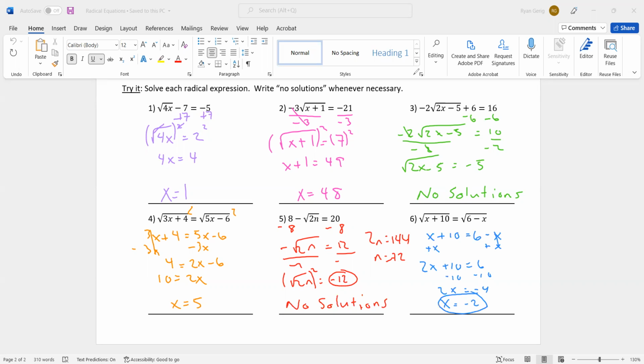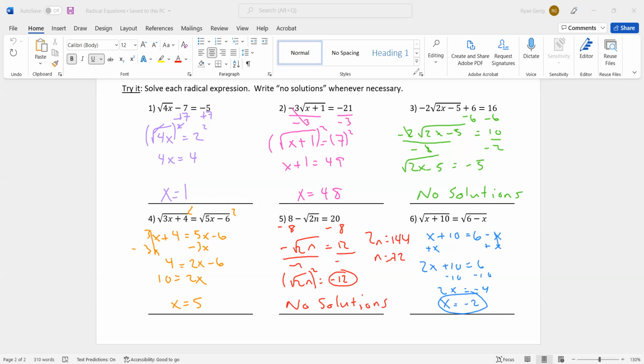Is it okay to have a negative x value? Yes. Take that negative and plug it back in for x. Negative 2 plus 10 is 8. The number under the radical is still positive. That's good. That's what we want. Square root of 8. Look at the other side. 6 minus negative 2. Minus a negative is plus. So 6 plus 2, 8. Square root of 8 equals the square root of 8.